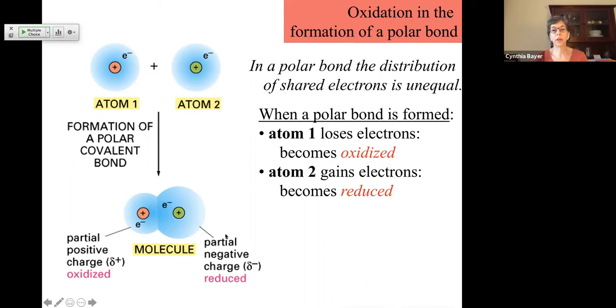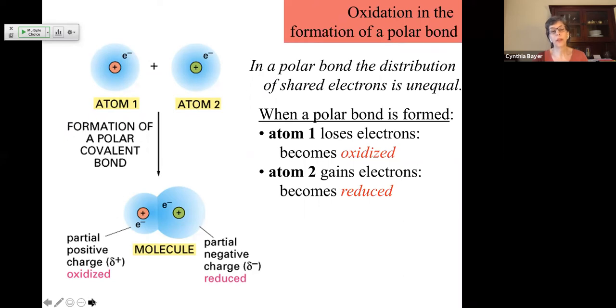And so oxygen becomes partially negative, it becomes reduced, right? Its positive charge is reduced. That's what we call it, reduced. It becomes more negative, partially negative. And the other atom, in this case the carbon, has partially lost its electrons because they're spending more time around the oxygen than the carbon, so it becomes partially positive. So one atom is oxidized and the other is reduced, right? A polar covalent bond. The electrons that are being shared are not shared equally. They're spending more time around one atom than the other.